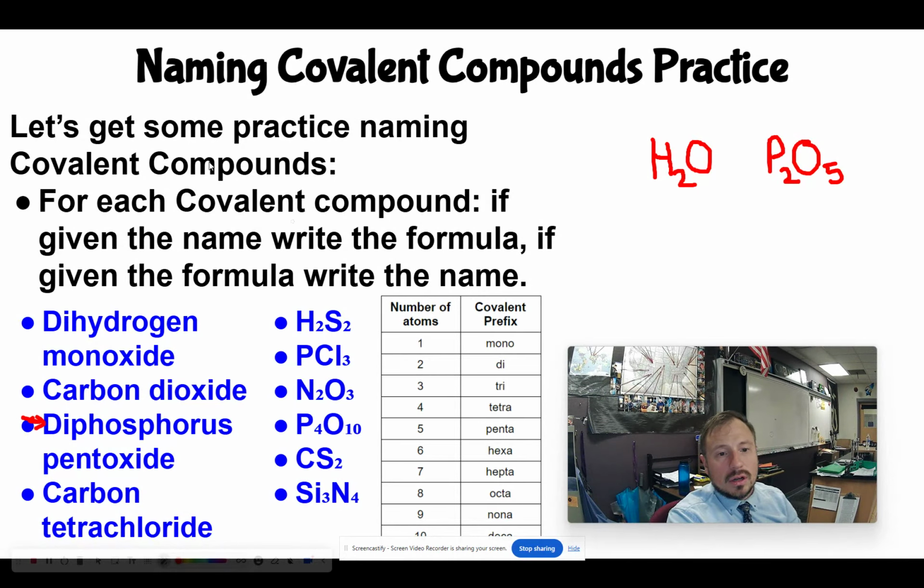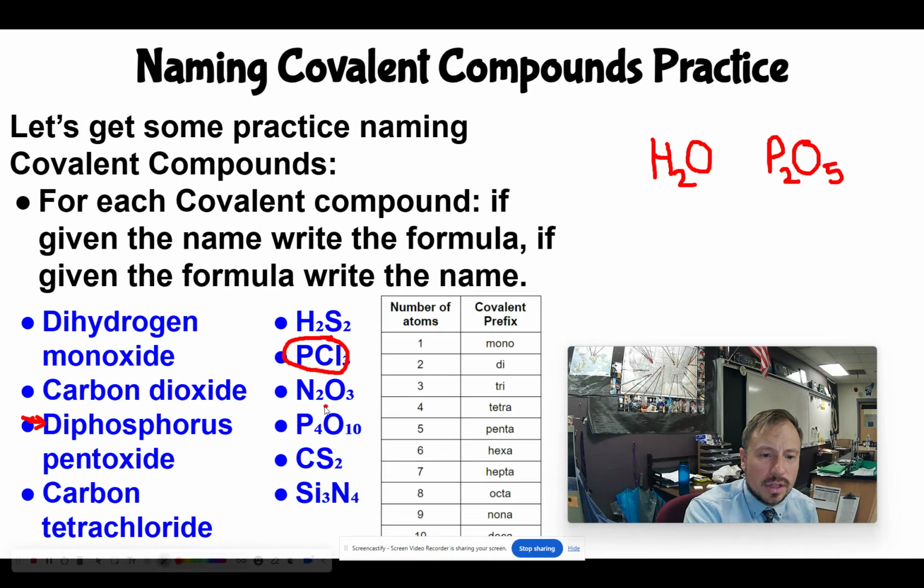Now let's go on to the right side. I'm not going to write them out. I'm just going to say them. Let's see here. I'll start with this one. We've got phosphorus and chlorine. So remember, you don't use mono if it's the first one. So this is just going to be phosphorus trichloride.